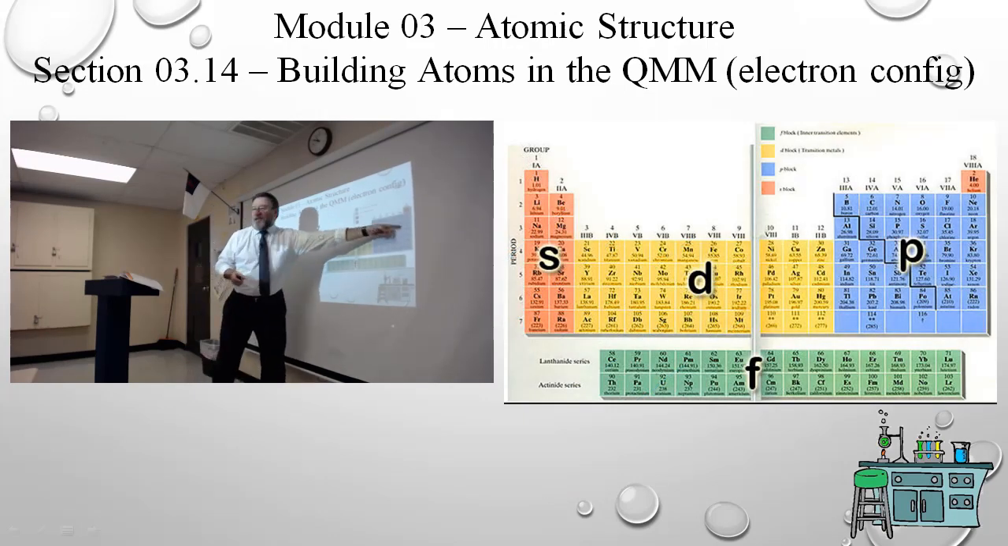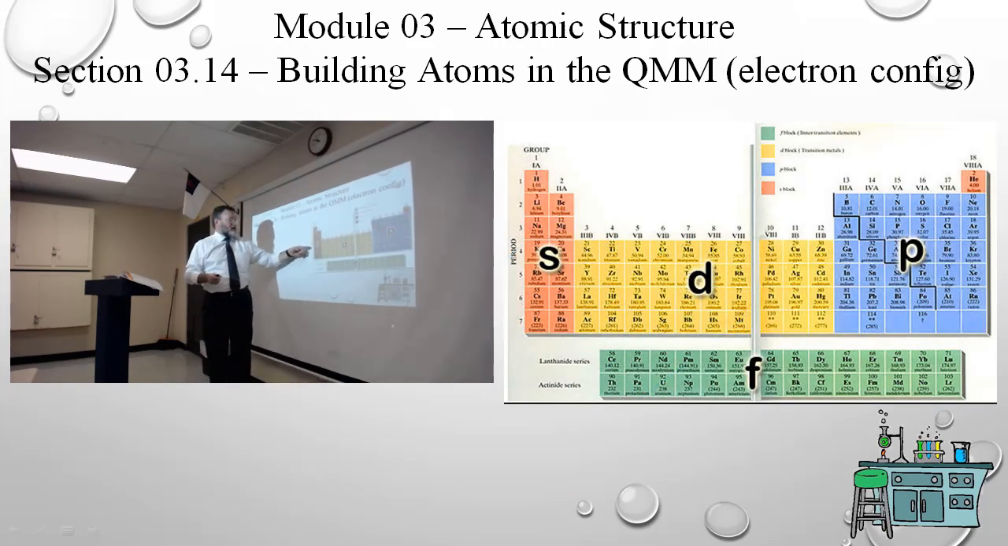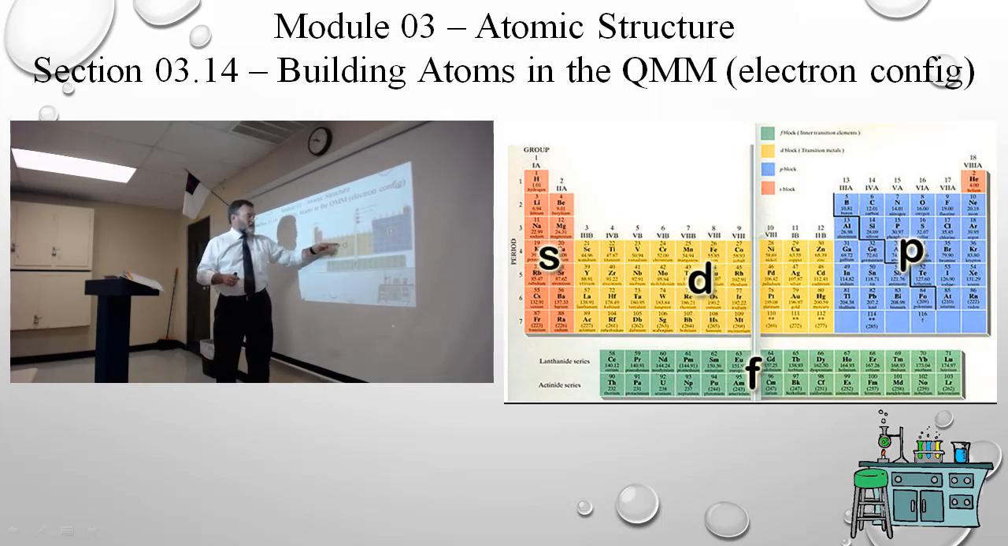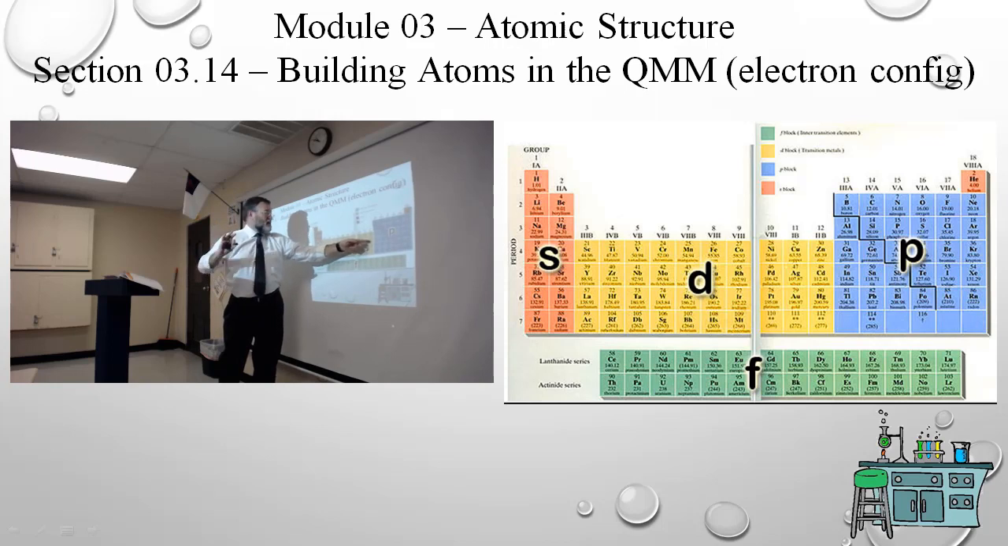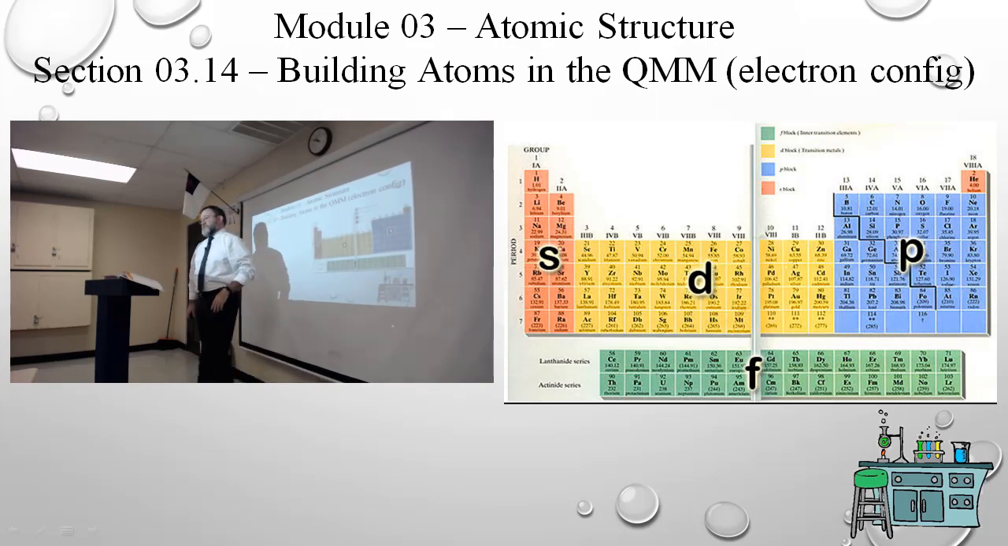All the way across. Guess what happens? Start back over here again: 5s1, 5s2, 4d, 1, 2, 3, 4, 5, 6, 7, 8, 9, 10. Back to 5p1, 2, 3, 4, 5, 6, and so on. So you can figure out what the electron configuration should look like for any element simply by charting it out by following across the periodic table, which will be the same as drawing that slant diagram and counting them up on the slant.